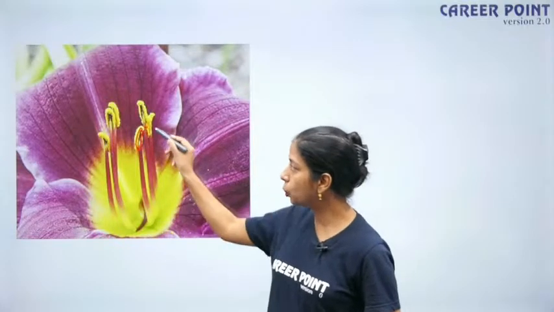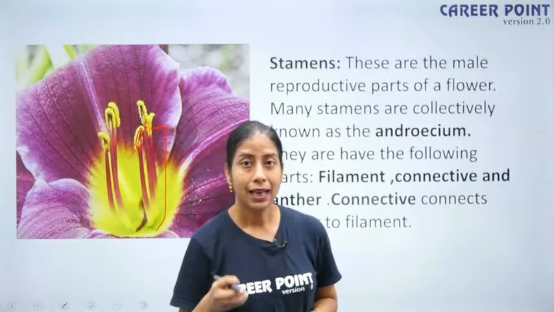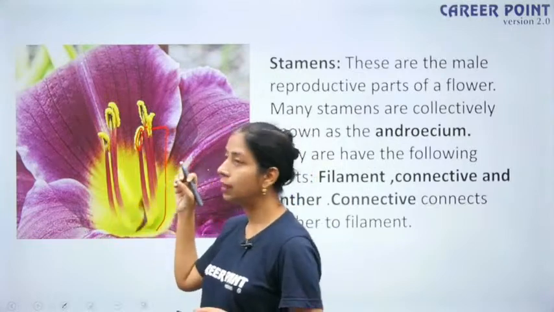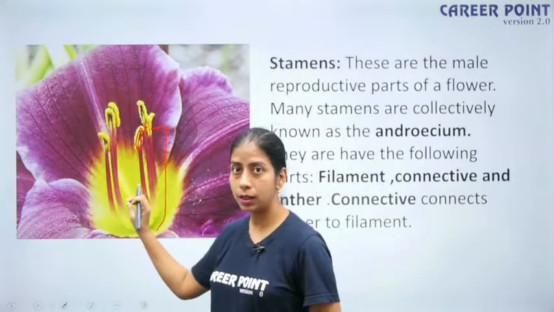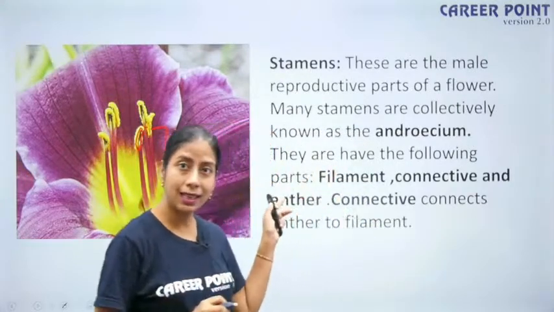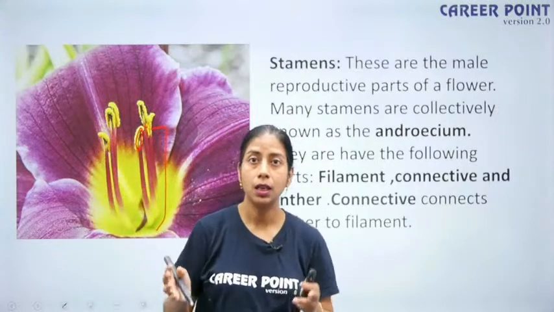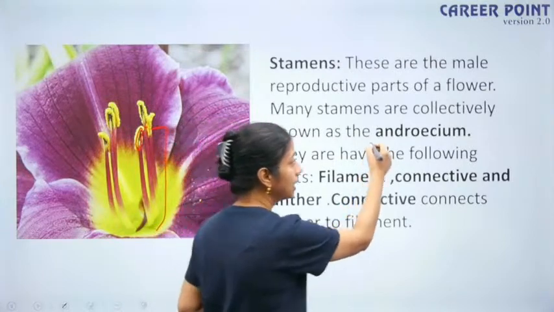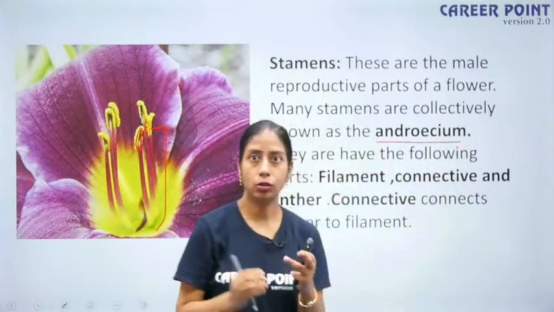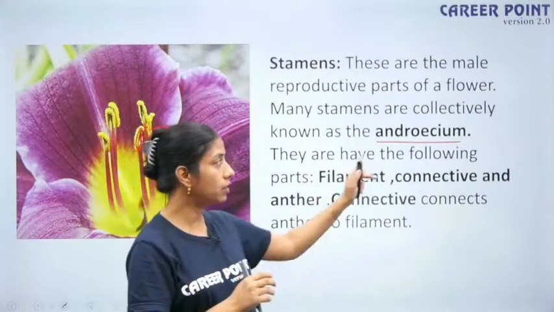So this total structure which you can see in the diagram is known as stamen. Here stamen is the male reproductive part of the flower. So here is the stamen, and when there is more than one stamen, you can see many stamens over here. So stamens all collectively are known as androecium. तो सारे stamen all together we can give the term which is androecium.